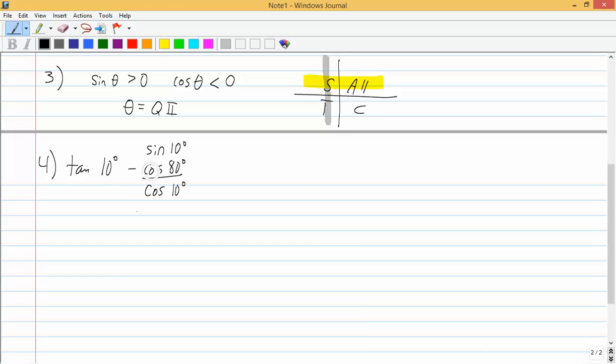Sine, right? Cofunctions. If their angles add up to be 90 degrees, then they're equal. So instead of cosine of 80, I can write sine of 10. So I have sine of 10 degrees divided by cosine of 10 degrees. You can apply the quotient rule. And that's tangent 10 degrees. Tangent 10 degrees minus tangent 10 degrees is 0.